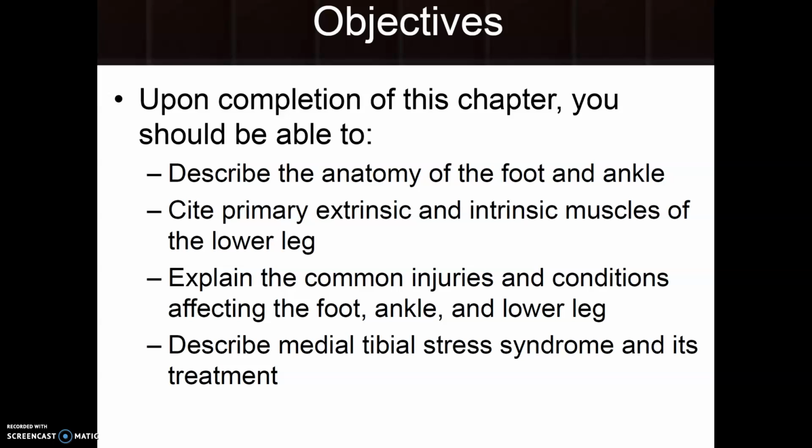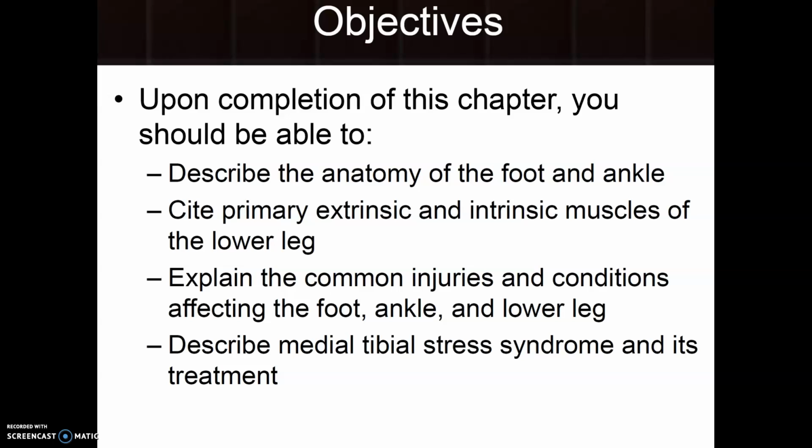Objectives. Upon the completion of this chapter, you'll be able to describe the anatomy of the foot, ankle, and lower leg, primary extrinsic and intrinsic muscles, common injuries and conditions affecting the foot, ankle, and lower leg, and describe medial tibial stress syndrome and its treatment.